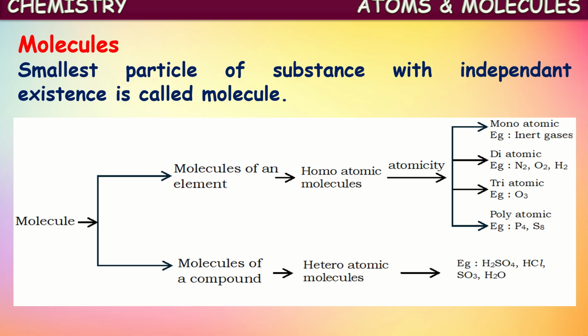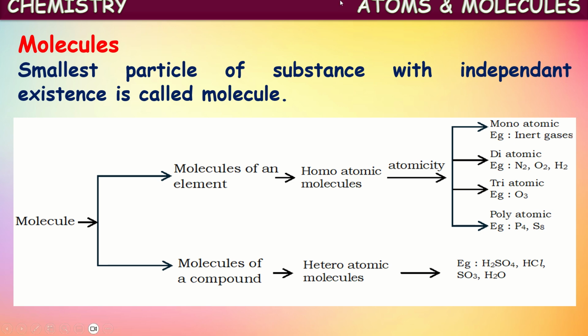Homoatomic molecules means molecules of an element, that is, molecules that contain only one kind of atom. Molecule of an element, what is the meaning of that? The atoms of the same element combining together give rise to a molecule of an element. A molecule of an element is nothing but a homoatomic molecule. These homoatomic molecules are again categorized into monoatomic, diatomic, triatomic, and polyatomic, depending on the atomicity.